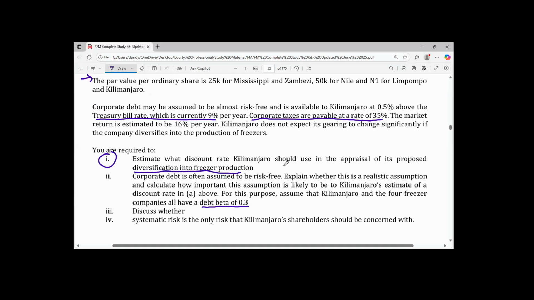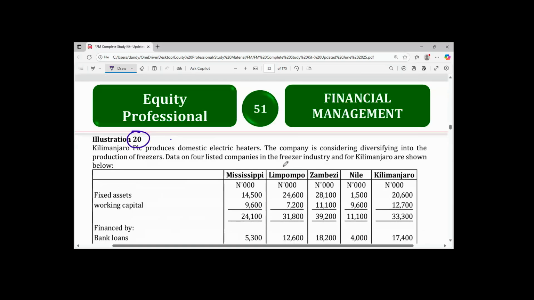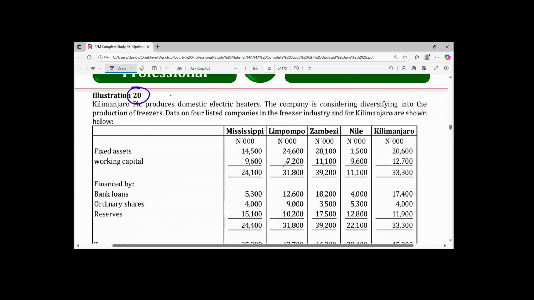Now, the examiner wants you to calculate the discount rate. Discount rate is the same thing as cost of capital. So you want to estimate cost of capital. You need to ask yourself, what kind of cost of capital is this? Is it traditional WACC, project-specific WACC, or WACC? Because we are told that Kilimanjaro PLC is considering diversifying into production of freezers, it means we're expected to calculate project-specific WACC.